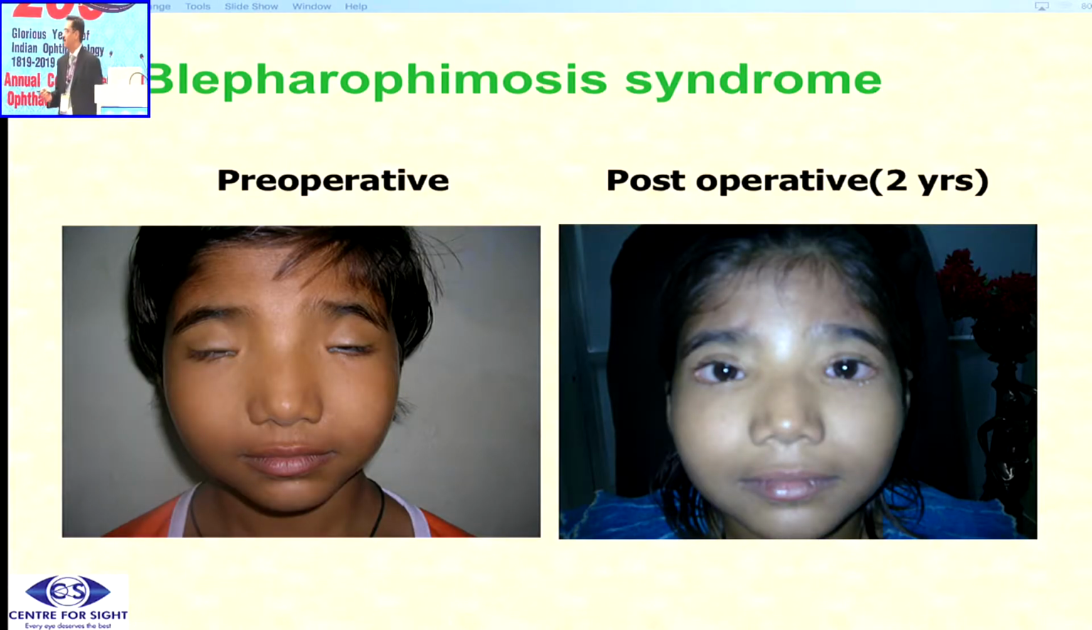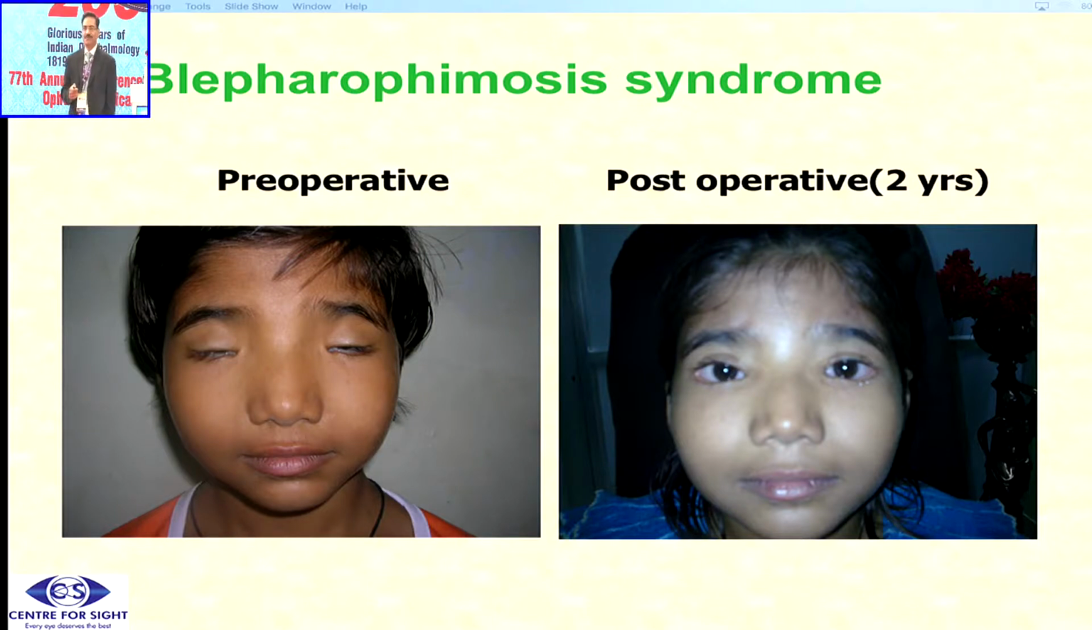Blepharophimosis syndrome, I have told you, it's a syndrome where there is ptosis. Ptosis means decrease in vertical palpebral fissure. Then there is phimosis, which is there in the name itself. Phimosis is reduced horizontal palpebral fissure. Then there is telecanthus, increase in the intercanthal distance, and epicanthus inversus. This fold is there. So this is the classical tetrad which is there in blepharophimosis syndrome.